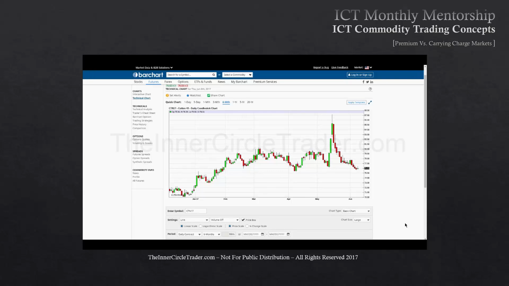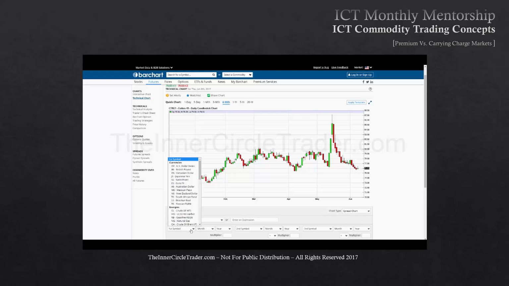I'm going to do a real quick overview of it. Once you load your chart up, you go over to the chart type and click on spread chart. Then go over to where it says first symbol, click on that, and drop down into your commodity of choice. We're looking at cotton now, so we go to the cotton market tab and click on it. Then we use the nearby contract delivery month, and that is July, trading in the year 2017.